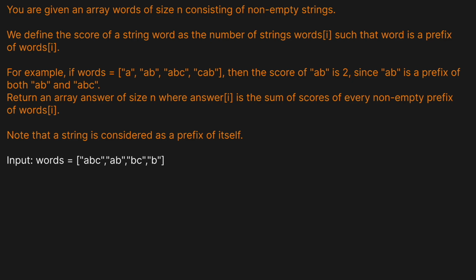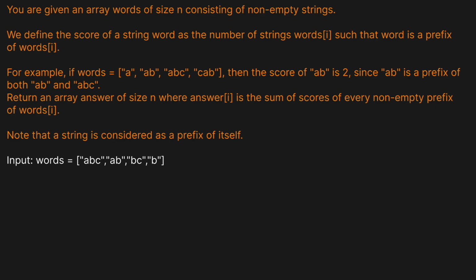Let's get into the question prompt. You are given an array of words of size n consisting of non-empty strings. We define the score of a word as the number of strings words[i] such that word is a prefix of words[i]. For example, if words equals ["a", "ab", "abc", "cab"], then the score of "ab" is 2 since "ab" is a prefix of both "ab" and "abc". Return an array answer of size n where answer[i] is the sum of scores of every non-empty prefix of words[i]. And do note that a string is considered a prefix of itself.